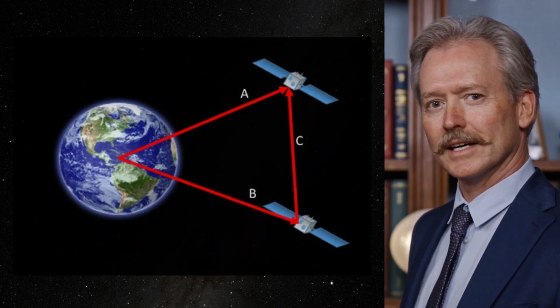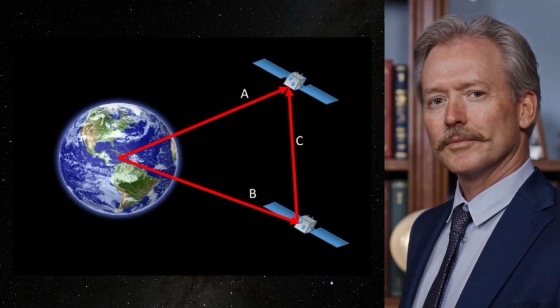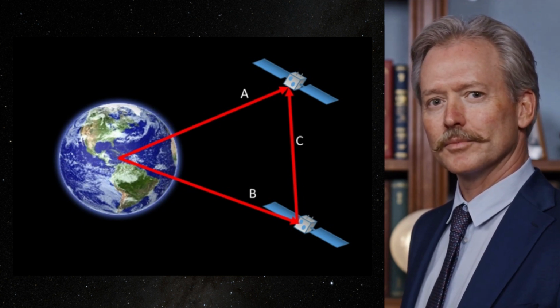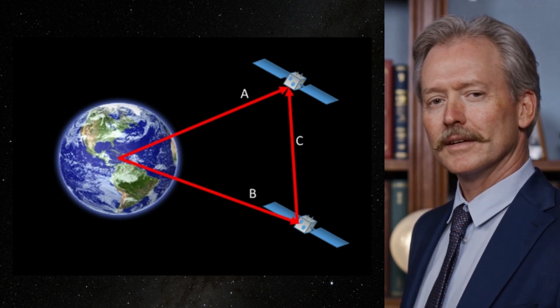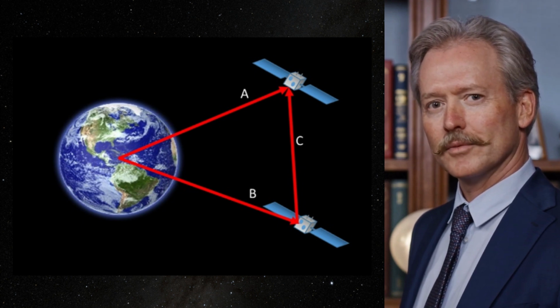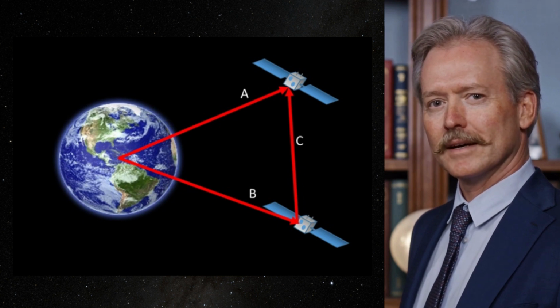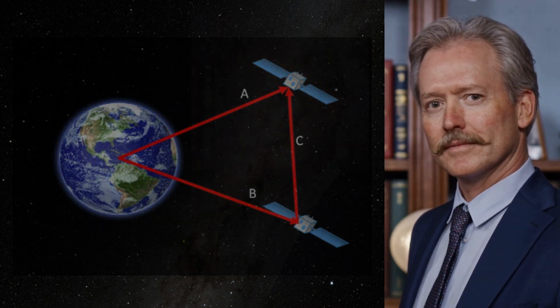So how do we accurately point from one spacecraft to another using a narrow laser beam? To do this, you must first accurately know where both spacecraft are in space. For example, to find the correct pointing angle from spacecraft B to spacecraft A, you must subtract the vector position of spacecraft B from the vector position of spacecraft A. The resulting pointing vector, vector C, is only as accurate as the original two vectors.